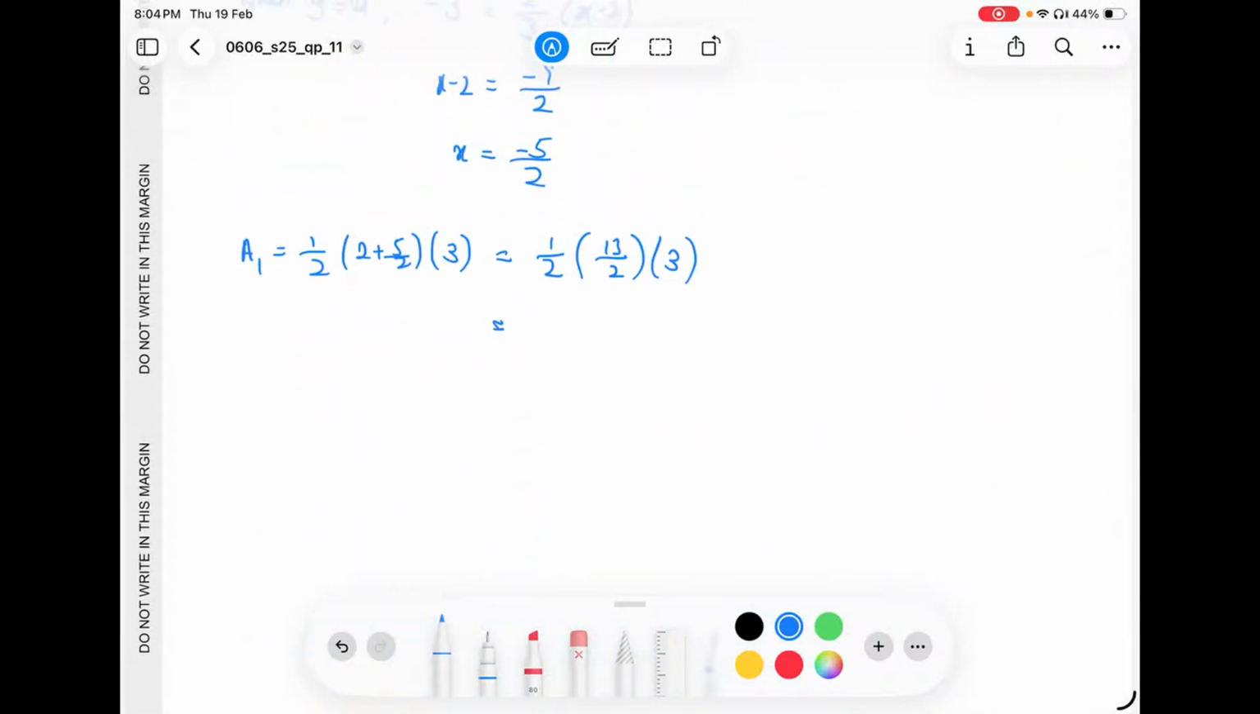So yes, you will get 27 over 4. So here you have half times 2 is going to be 8 or 4 over 2, which is going to give us 9 over 2 times 3. So that's going to give us 27 over 4.